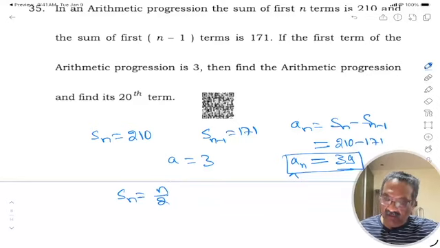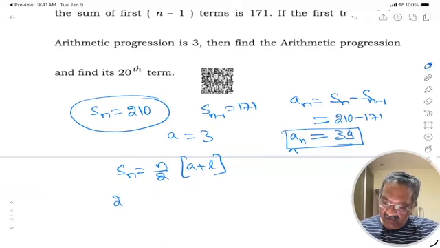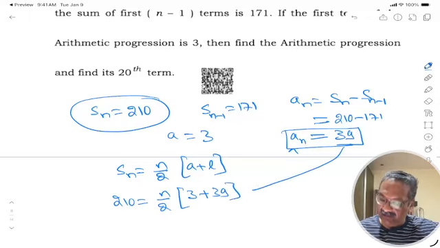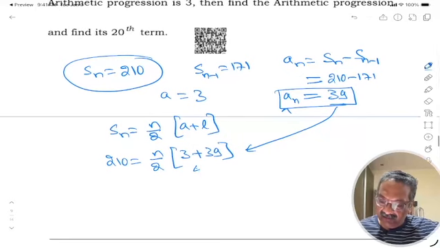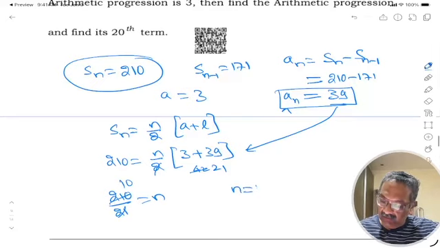Sn is equal to n by 2 into a plus l. So we have Sn 210 is equal to n by 2 into A is given 3 plus last term we have derived as 39. We have got this last term here. So 39 plus 3 is 42, 2 ones are 2, 21 ones are 21. So 210 divided by 21 is equal to n. So we get n is equal to 10.